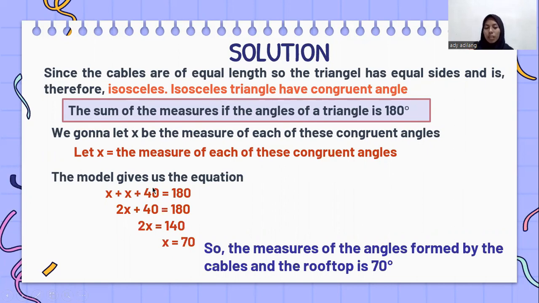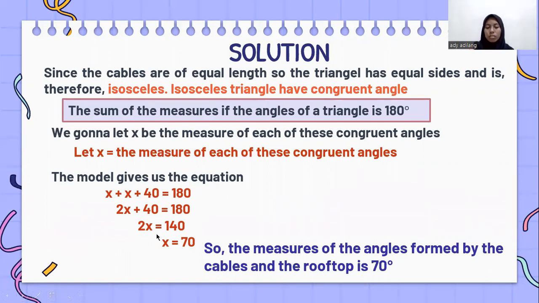The model gives us the equation x plus x plus 40 is equal to 180. We got this equation from the diagram that we just drew. So x plus x is equal to 2x, and then bring down the 40. We can't add them together because the 2x has a variable and the 40 doesn't. And then bring down 180. So to find the value of x, we have to divide both sides by 2.